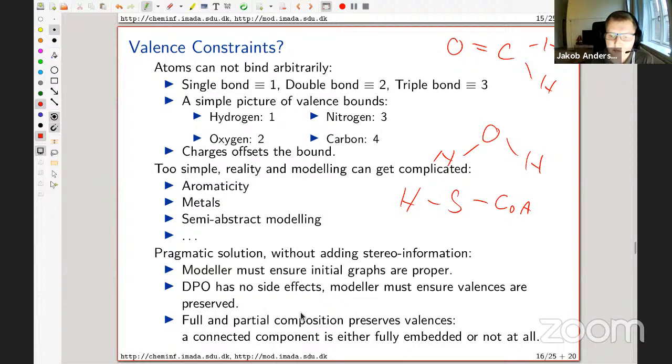And when we reduce it to composition, well, we only do full and partial compositions anyway to implement transformation. And there we embed a component either fully or not at all, so we don't have these overlaps where we suddenly can generate larger valences than we had initially.